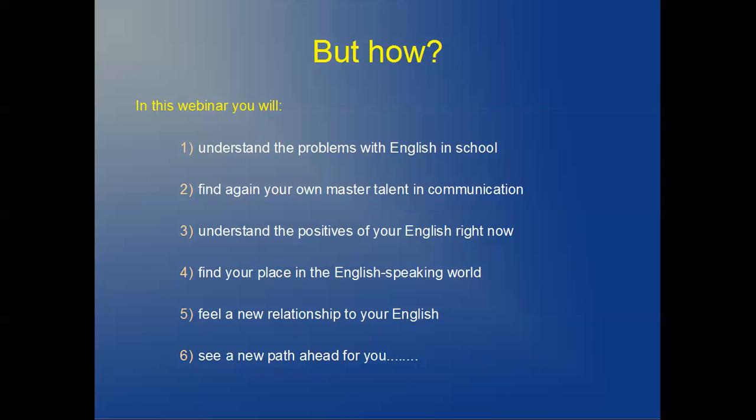So, again, this is the structure. Number one, we'll understand the problems with English, and it's to do with school. Number two, we will see, oh my golly, I have a real talent in communication. Number three, we will understand the good in our communication in English right now. We will feel good about this. Number four, we will see I have a place in the English-speaking world. I must have a place in the English-speaking world.